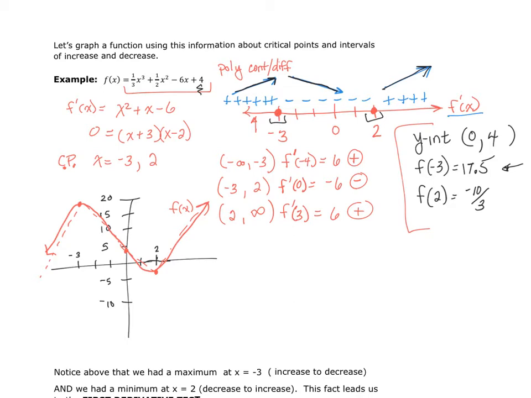Now, what I want you to notice, and this is going to lead to our first derivative test, is that when a function increases and then decreases, as it does at -3, we have a maximum point. And when it decreases and then increases, we have a minimum point. And that is essentially the first derivative test.